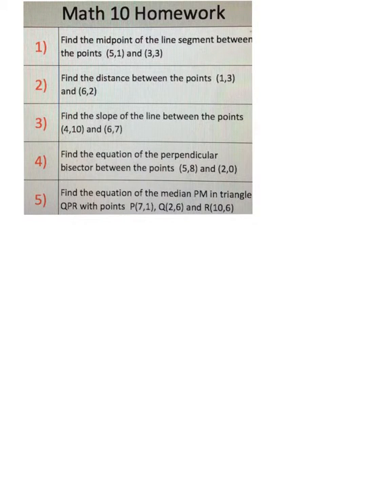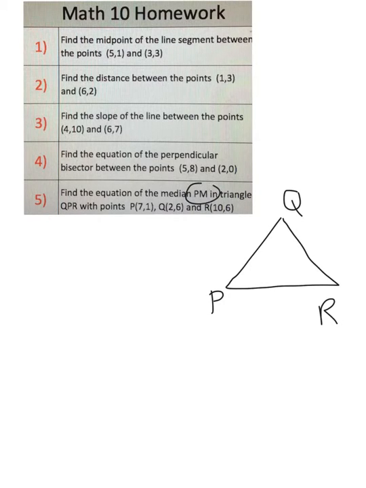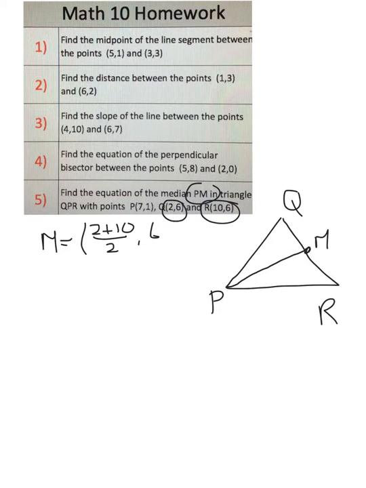Final question, here's triangle PQR. Let's just draw it out. So we've got Q up there, P up there, and R there. The question says find median PM. It's got to find the equation of median PM, and M is going to be the midpoint of QR. So M will be the point. Take Q and R and find the midpoint. Well, it's going to be 2 plus 10 over 2, comma 6 plus 6 over 2. So 2 plus 10 is 12, divided by 2 is 6, and 6 plus 6 is 12, divided by 2 is 6.